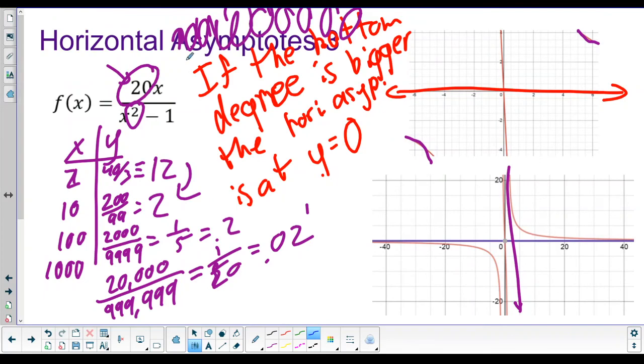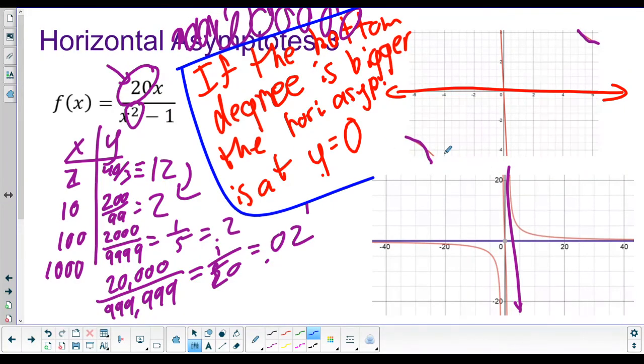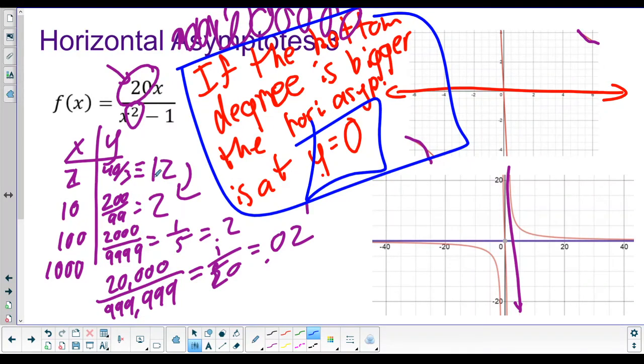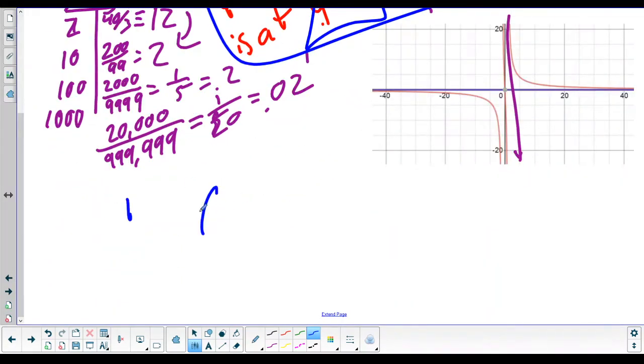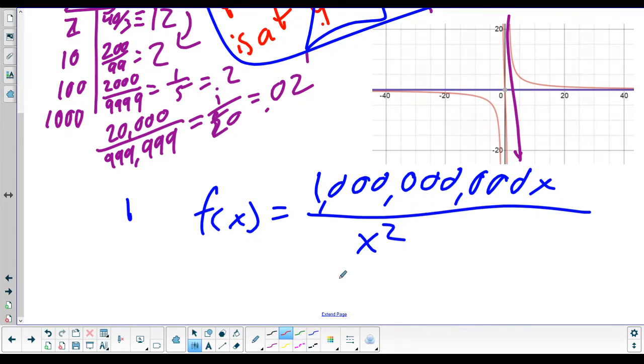I'll just refer you to this. If the bottom degree is bigger, the horizontal asymptote equals 0 every single time. So f of x equals a billion x over x squared. The horizontal asymptote is 0, even though this is a big number. We don't care because this is bigger than this. Y equals 0 is the horizontal asymptote.